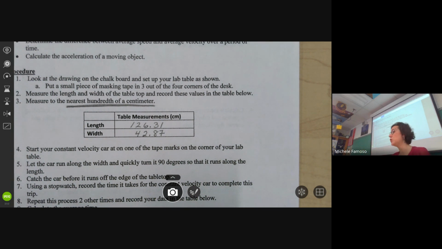Remember, when you have those two measurements, I'll take your meter sticks so we can go on to the next step because you don't need those anymore.